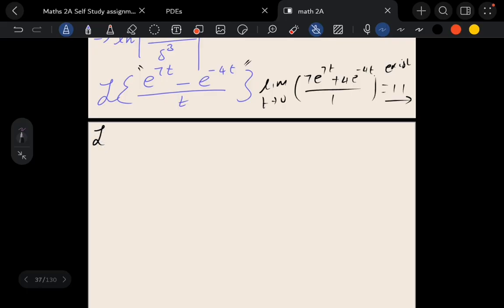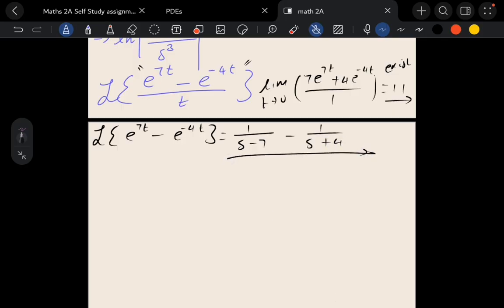So I'm going to find the Laplace transform of e to the power 7t minus e to the power negative 4t. What is the Laplace transform of e to the power 7t minus e to the power negative 4t? It is going to be 1 over s minus 7 minus 1 over s plus 4. This is the Laplace transform of the numerator. What is the next thing after you find the Laplace transform of the numerator? Where there is an s, replace s with a dummy variable.